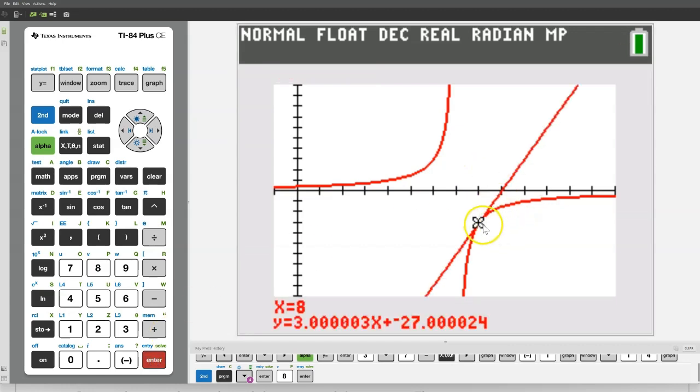Now it draws the tangent line, and oh look, it gives me the equation, which is y equals 3x minus 27. There's a couple of digits near the end, but if you round it, then we get y equals 3x minus 27, which is what we were looking for and what we came up with previously.